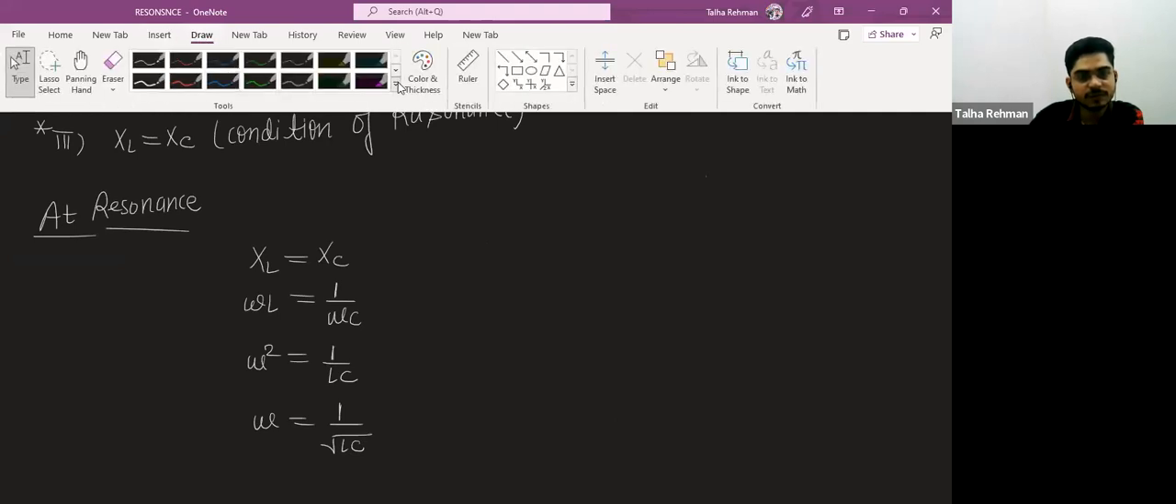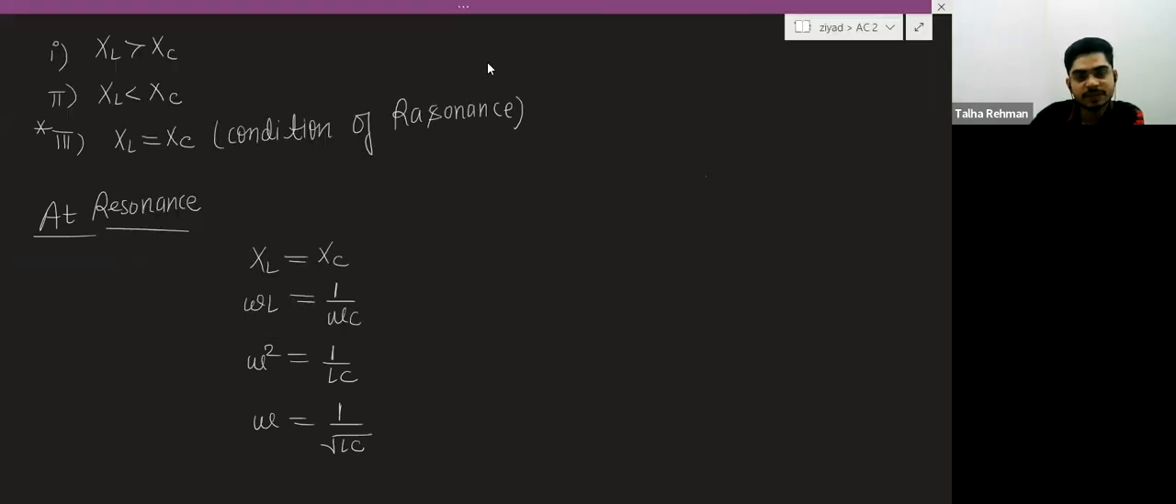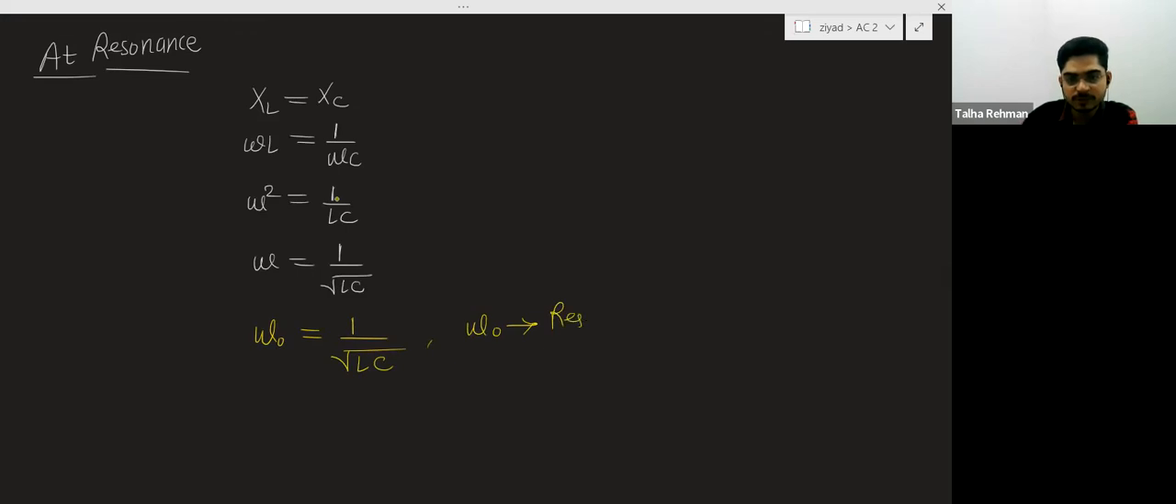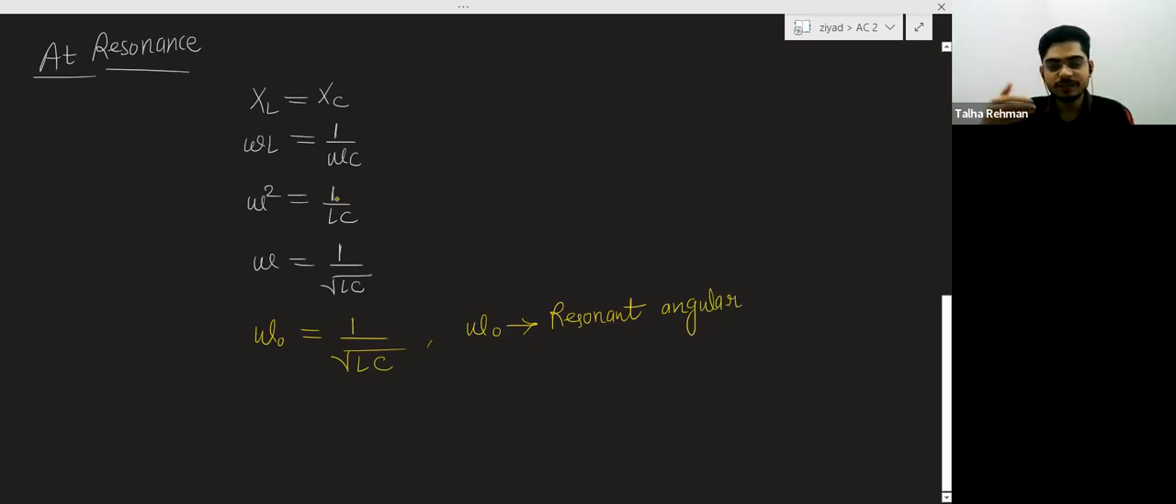This will be your angular frequency at resonance. I am calling this frequency omega naught, equal to 1 upon under root LC. What is omega naught? It is the resonant angular frequency, the frequency at which resonance occurs.